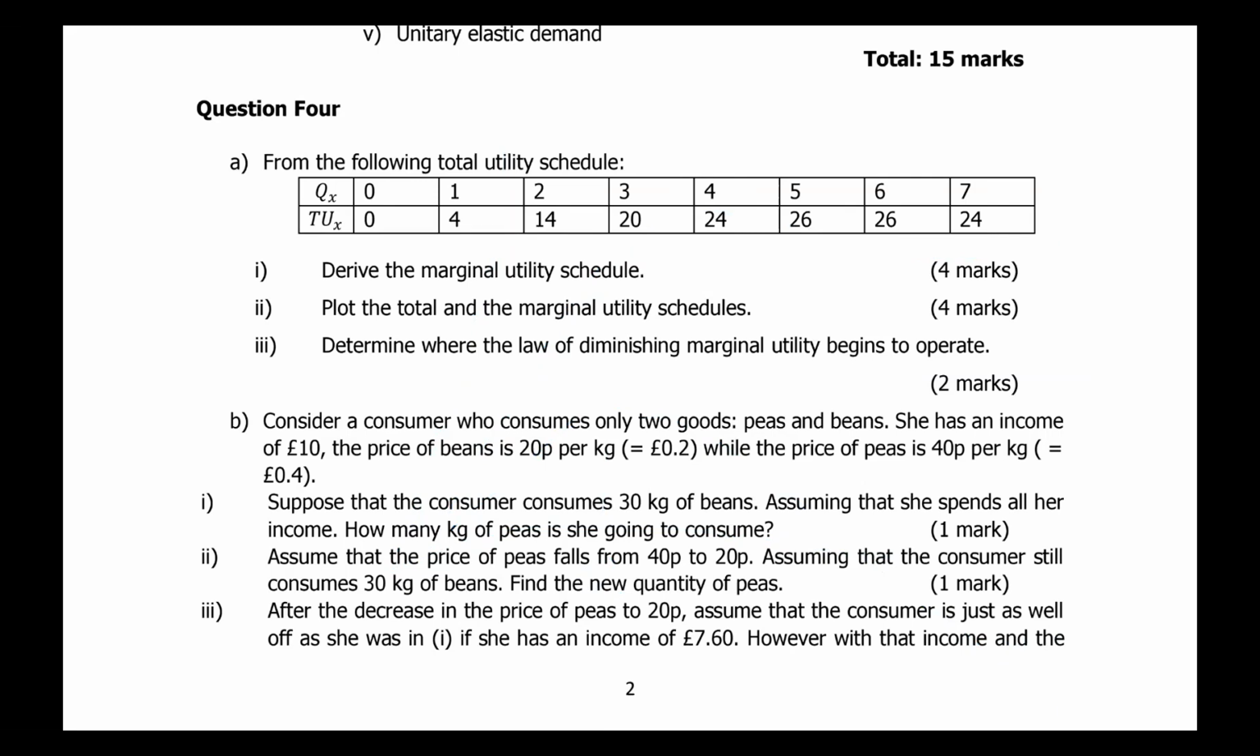All right, now. Question B says, consider a consumer who consumes only 2 goods, that is peas and beans. She has an income of 10. So let's use M for income. Let's say our income M is equal to 10 kwacha. Let's use kwachas.